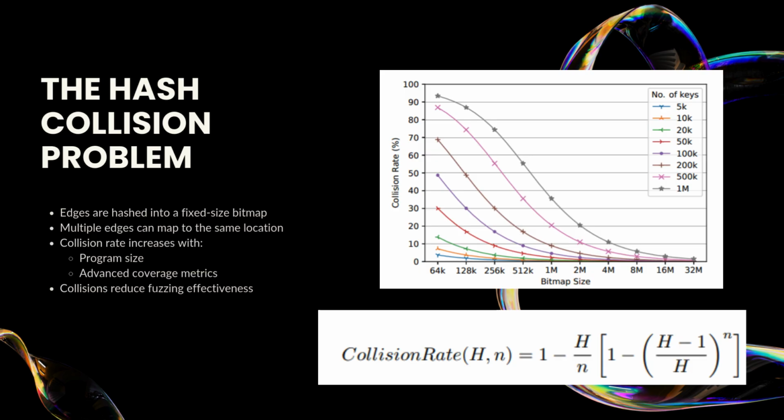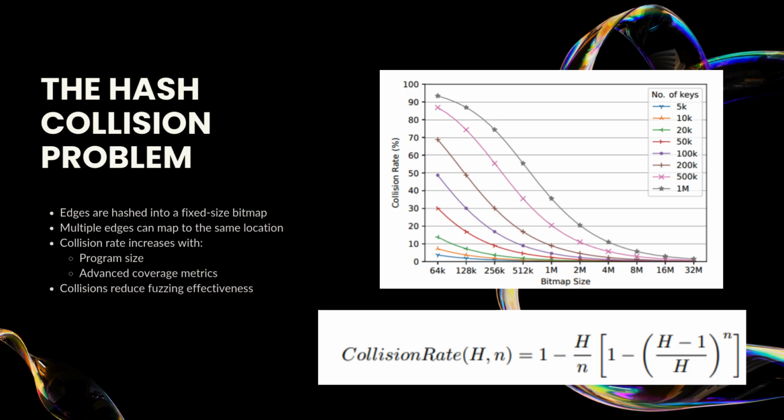The situation becomes even worse when we use more advanced coverage metrics. For example, context sensitive coverage, path based metrics, or n-gram coverage dramatically increase the number of identifiers being hashed. That increases pressure on the bitmap and raises collision rates even further. So collisions are not just a theoretical artifact, they actively reduce fuzzing accuracy.